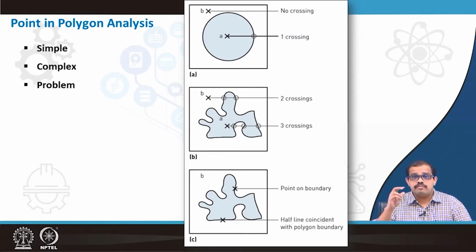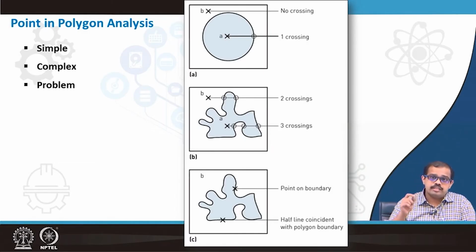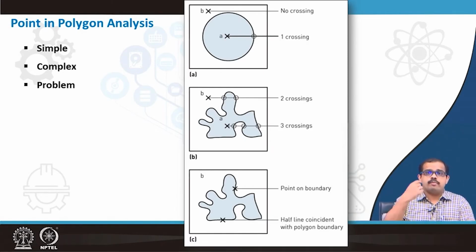So, if there are more crossings of a particular polygon by a point, then it becomes a complex problem. When it is only one or maybe even 2, it becomes a simpler problem, which is much easier to solve in any of the polynomial equations. And the third one is the problematic issue, where there is a point on the boundary, or some points are outside the boundary and some points are inside the boundary. Such issues are more complex.